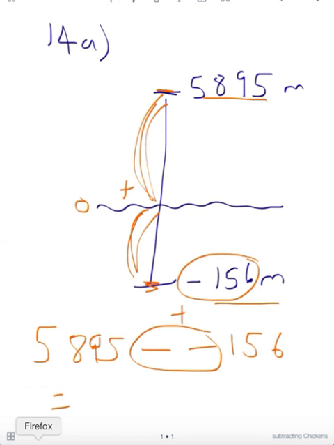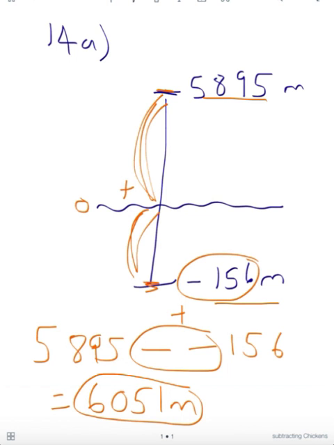And you should have got 6,051 meters. We are dealing with length, so 6,051 meters is the difference between these 2 spaces. And the trick is, in this case, because one was a negative and one was a positive, we just added them.